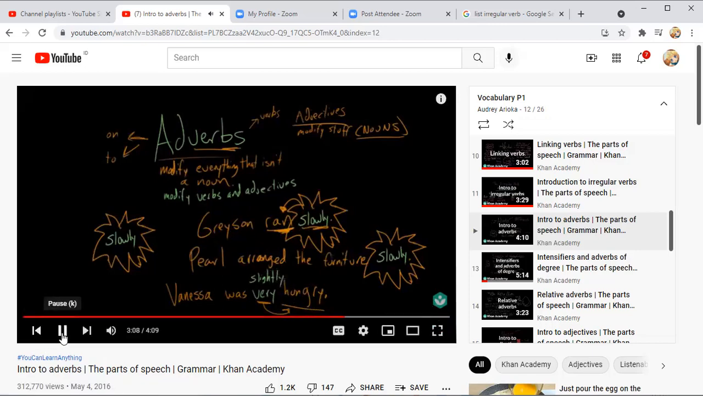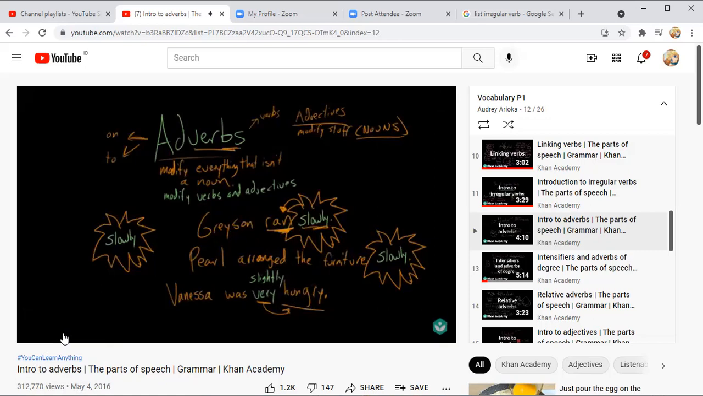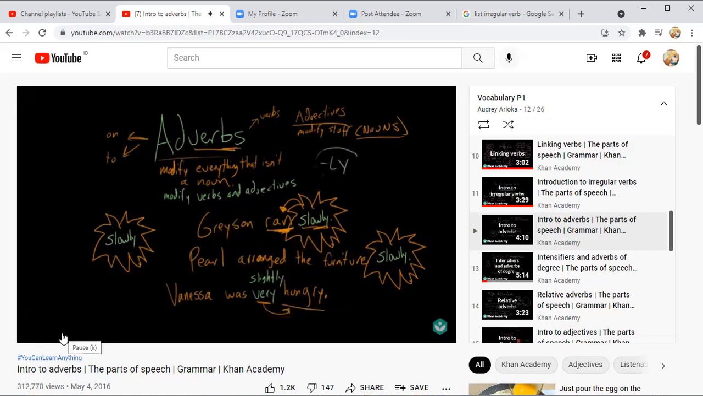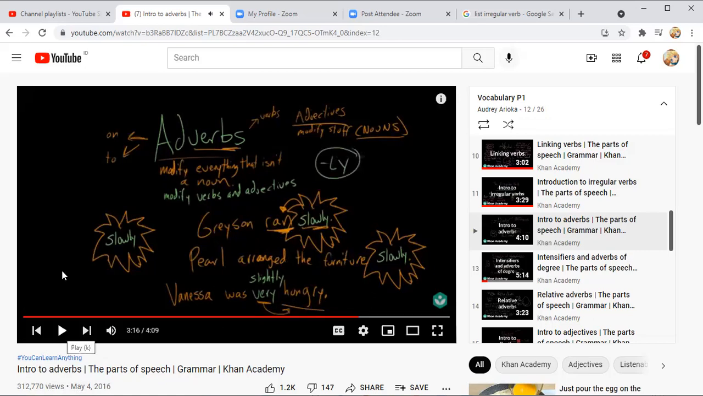And this leads me to one of the most important things about adverbs, which is that generally they tend to have ly. Okay, so adverb modifies everything that isn't a noun.